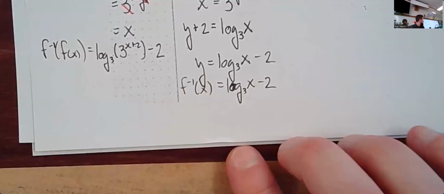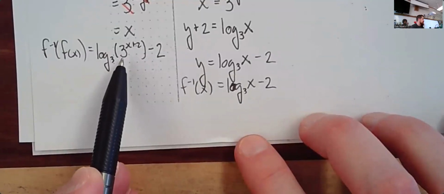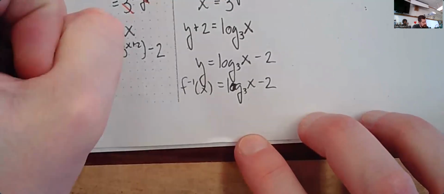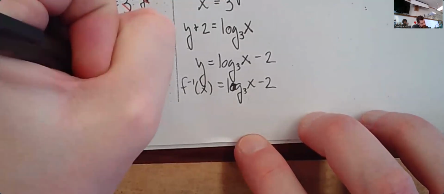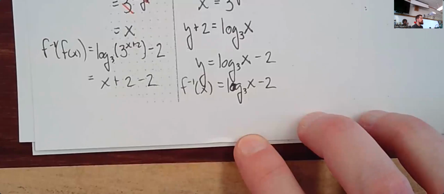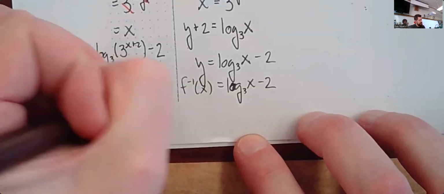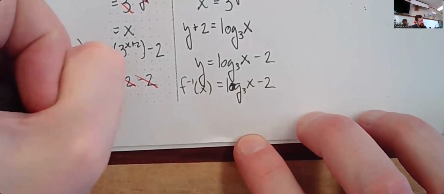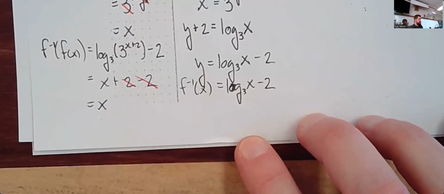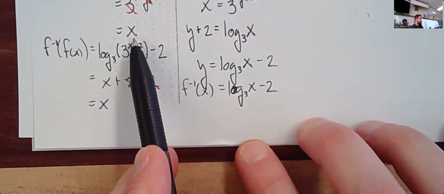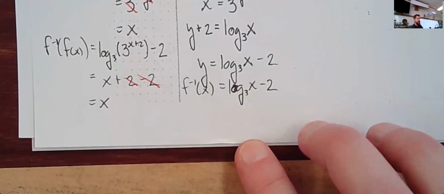But the log base 3 here and the base of 3 here cancel each other out, which leaves us with x plus 2 minus 2. The 2 and the negative 2 cancel, leaving us with a simplified x, which simplifies to the same thing as it did up here. They both simplify to x, which means they are inverses of one another.